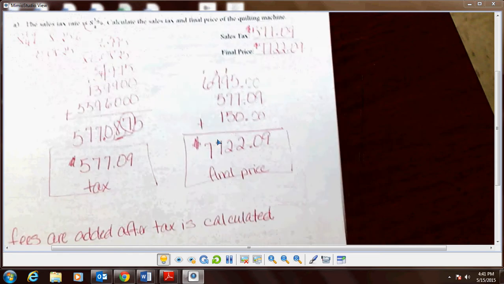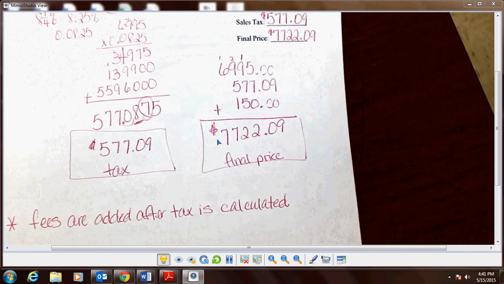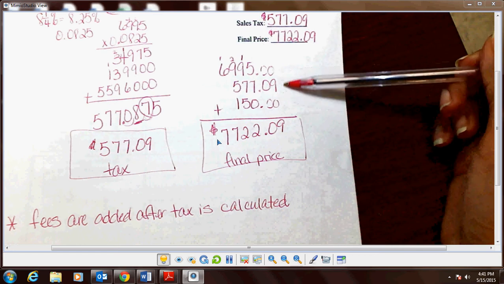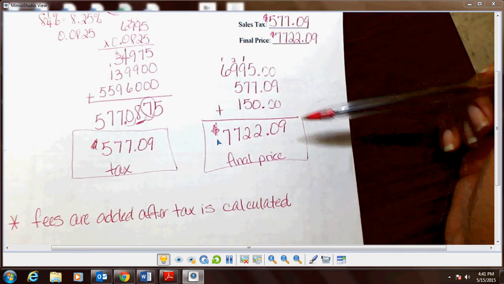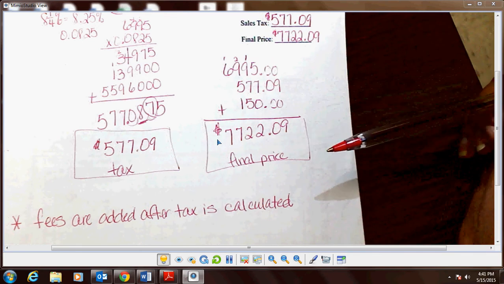Can't really see right down here. But remember how we talked about fees are added after your tax is calculated. So that means you do the tax first, and then you add the tax to the original price, and then you add in the fee. So the last step you want to do is take your original amount, take your tax, and take your fee, and add the three together for your final price. And that's problem number 1, part A.